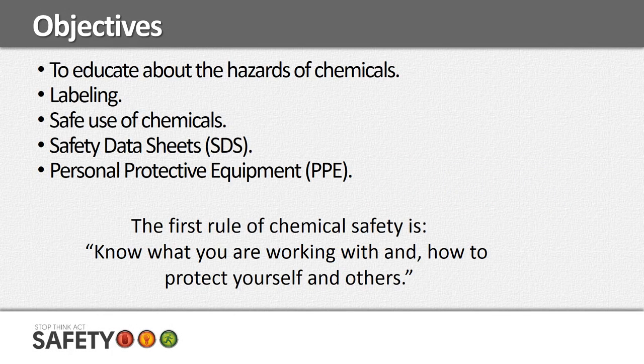The objectives of this training are to educate you about the potential hazards of chemicals in the workplace, container labeling requirements including pictograms, procedures for the safe use of chemicals, safety data sheets (SDS), and personal protective equipment (PPE). One thing to remember before we begin is that the first rule of chemical safety is know what you're working with and how to protect yourself and others.